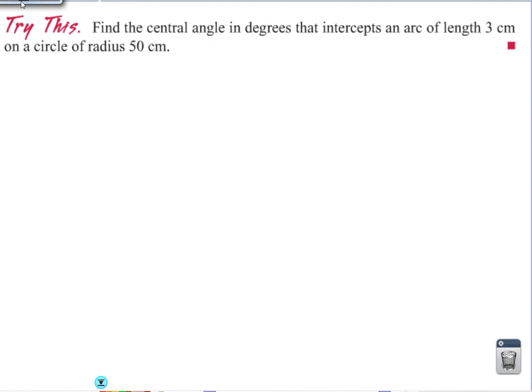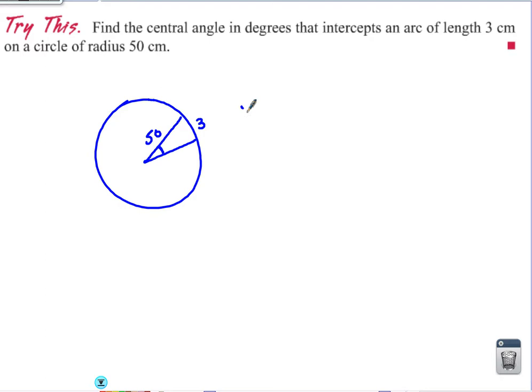Find the central angle, just like the last one. Find the central angle in degrees that intercepts an arc of 3 centimeters. So you got the circle. You have an arc of 3 centimeters, and you have a radius of 50 centimeters. We want to know what that degree measure is. Arc length equals angle times radius. The arc length is 3. We're looking for the angle. The radius is 50. 3 divided by 50, I believe that would be 0.06.